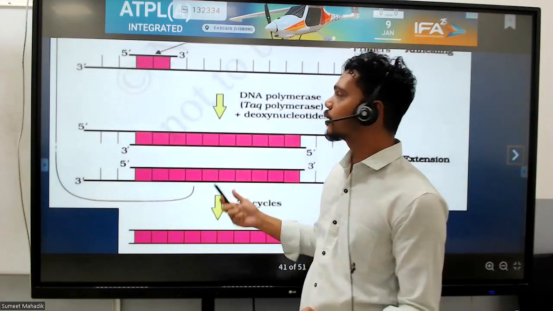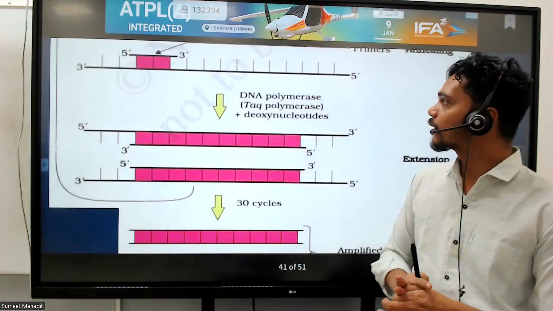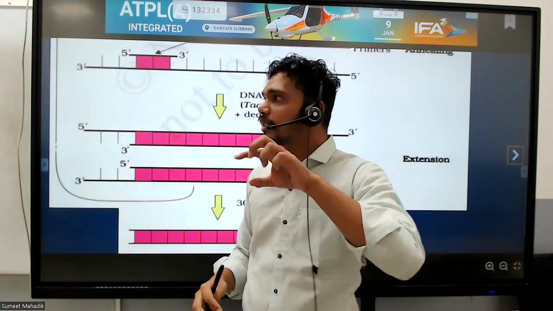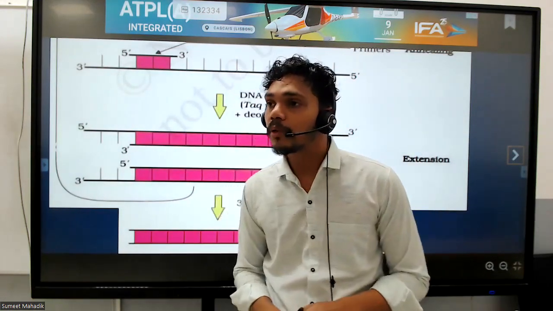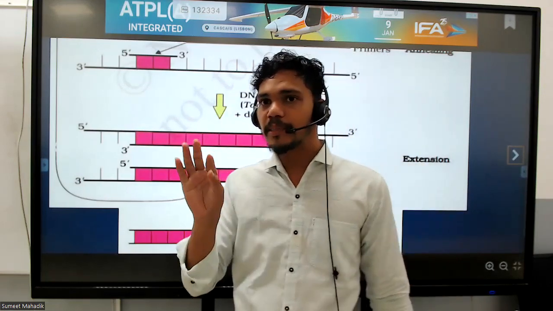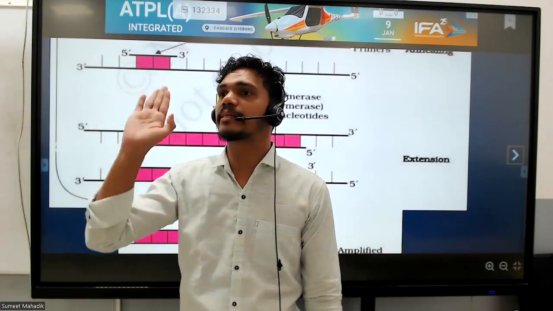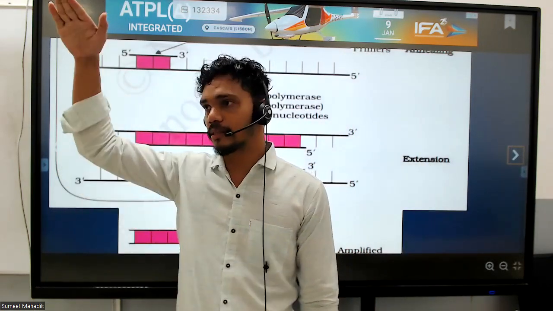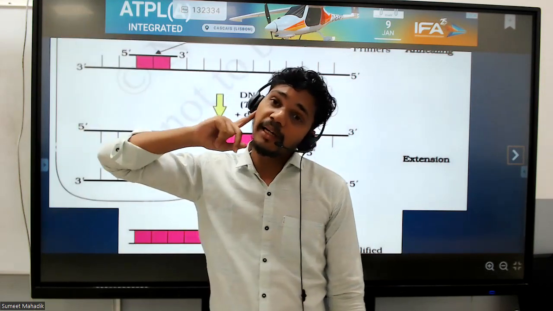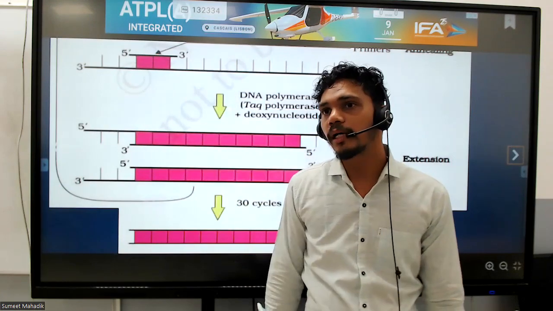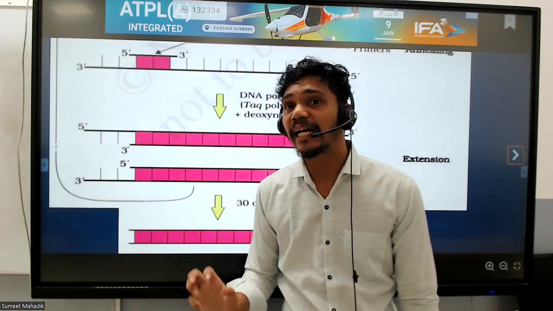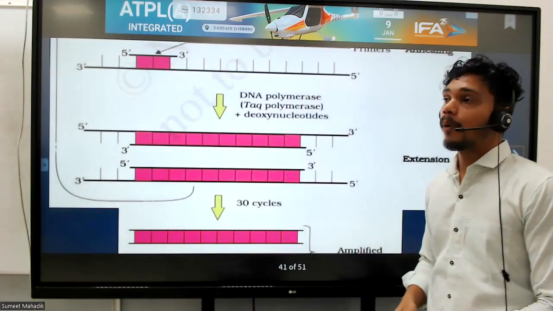Now who is responsible? DNA polymerase, along with Taq polymerase. This is called thermostable. What is thermostable? It is an enzyme that is heat resistant and can remain active at high temperature. Otherwise, if you take another enzyme that is heat sensitive, it will never work there. So we need a thermostable enzyme, which is the DNA polymerase.